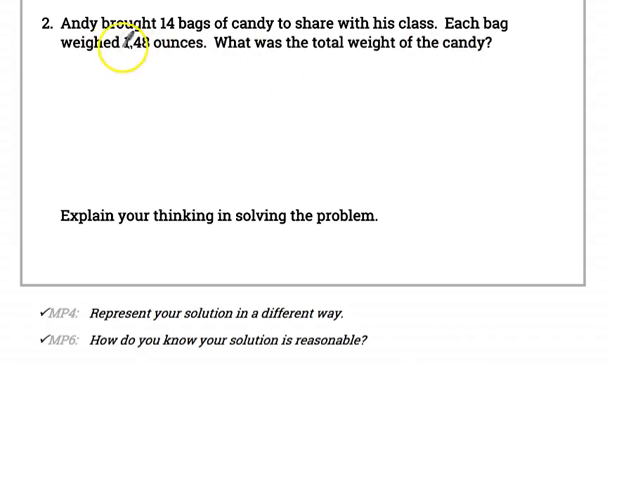And now, we have a word problem. Andy brought 14 bags of candy to share with his class. Each bag weighs 1 48/100 ounces. What was the total weight of the candy? Well, I'm going to look at my 2 numbers, and I'm going to write 1 48/100. I'm going to multiply that by 14.